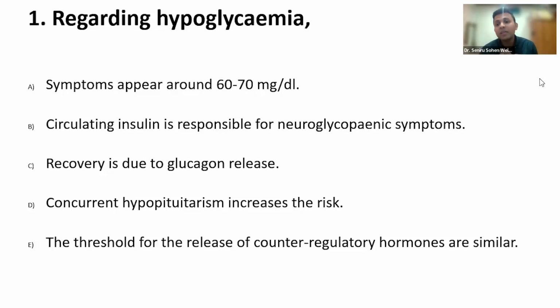And only then will you develop all your autonomic symptoms, when the glucose level is below 55, and that will stimulate you to eat and prevent you from going into further hypoglycemia. So the threshold for each of these counter-regulatory hormones is different. So you would consider this as false. So the answers for this would be false, false, true, true, false.